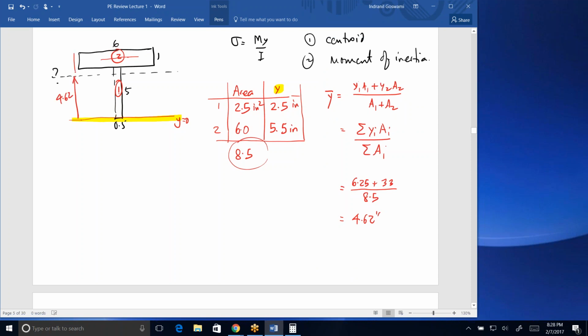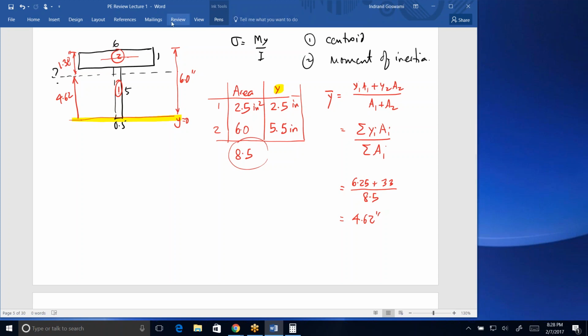That right away tells me, and this was obvious, that my total height was 6 inches. This is 4.62, so this must be 1.38. So I can see that my bottom edge is further from the neutral axis, obviously. If the section is top heavy, it'll pull the centroid up nearer the top, which will make the bottom edge further from the centroid, and so that's where the maximum stresses will occur.